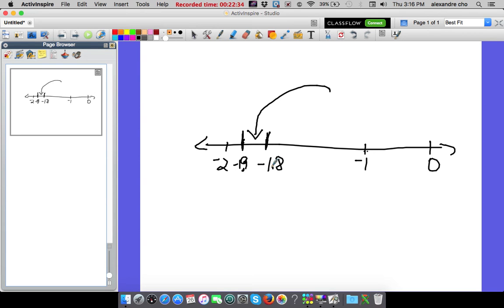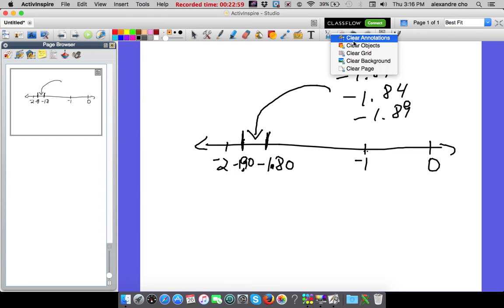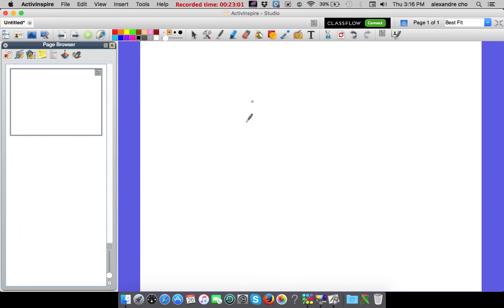An easy thing for you to do is to maybe add a 0. Make that negative 1.80 and make that negative 1.90. Now, three rational numbers in between. Negative 1.81. That's in there. Negative 1.84. That's also in there. Negative 1.89. That's also in there. So all these three are examples of three rational numbers that are in between that space. Okay? Almost over.